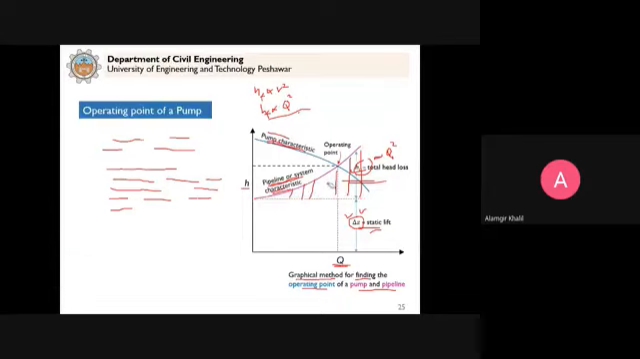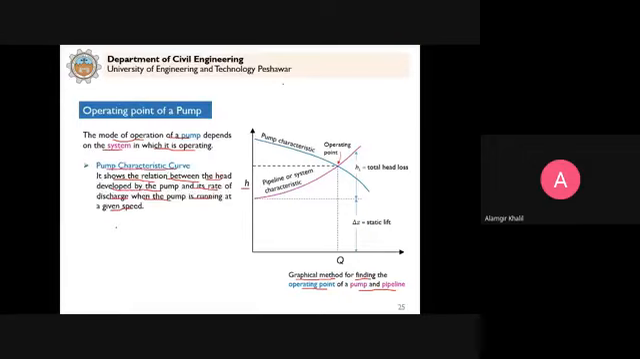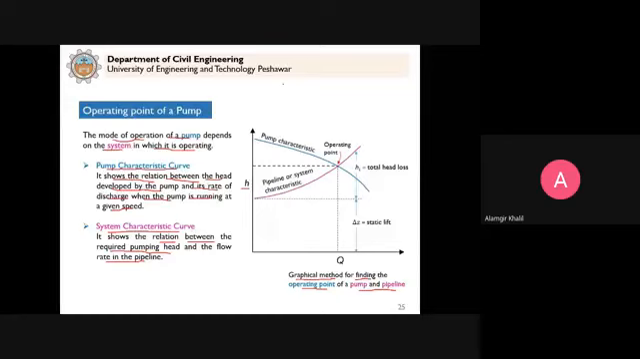So how do we determine the operating point of a pump? We have this pump characteristic, which comes from running a test on the pump, and this curve comes from the system requirement in which the pump is operating. We call it the system characteristic curve, or pipeline characteristic curve. It shows the relation between the required pumping head and the flow rate in the pipeline.